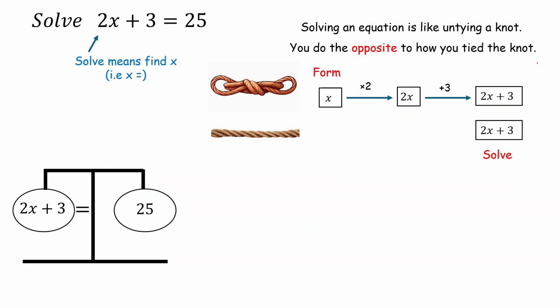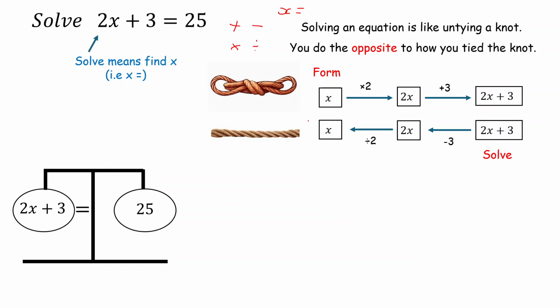Anyway, solving means we do the opposite to how we tied the knot. So we've got to 2x plus 3. Solving, we do the reverse of this. The opposite of adding 3 is to take away 3, and then we divide by 2 to get back to x, to get x equal to the thing on its own. The opposite of multiplying by 2 is to divide. So with this equation here, everything's in balance.